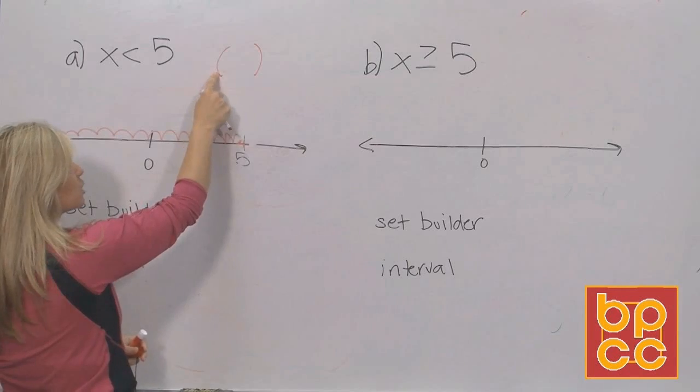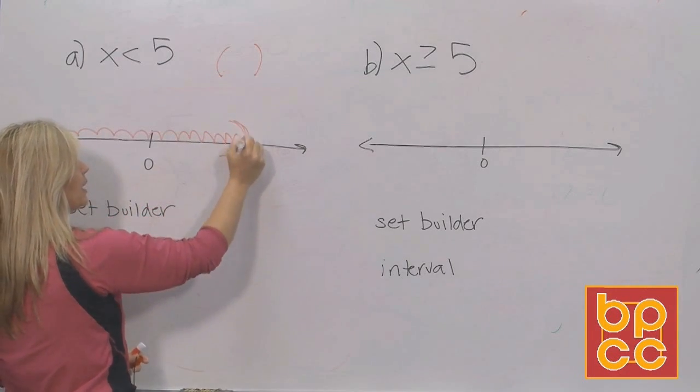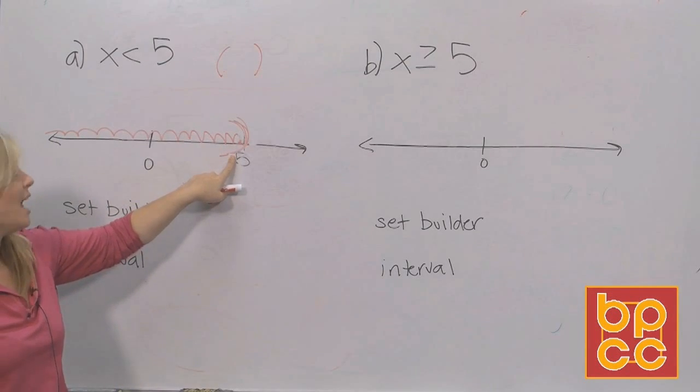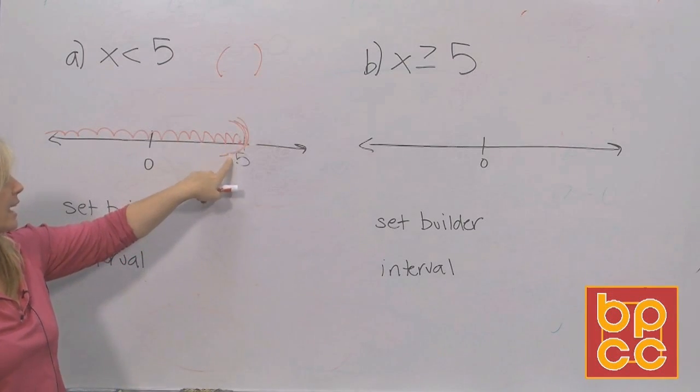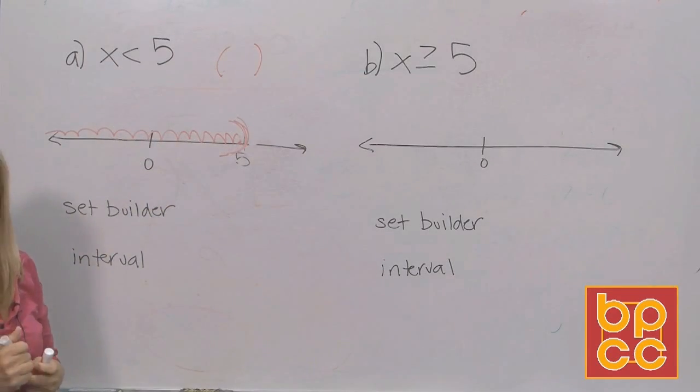So we're not going to use this one because it's not facing the shading. We're going to use this parenthesis. This parenthesis takes the place of that open circle, and this says 5 is not part of the answer. The shading means these are all the numbers less than 5.